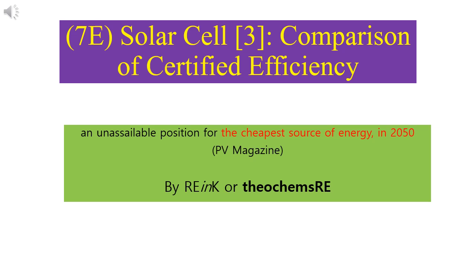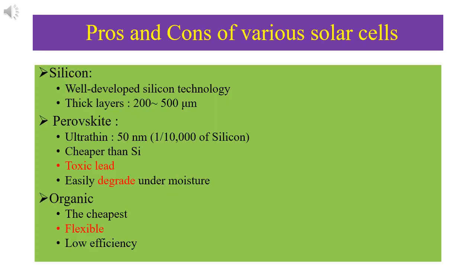Specifically, you can refer to lectures 1 and 2 in this series for a better understanding of the terminology used here. First, I'll just summarize the pros and cons of various solar cells. The silicon solar cell, SSC, is based on the technology routinely established for silicon semiconductors. It should be hundreds of micrometers thick.